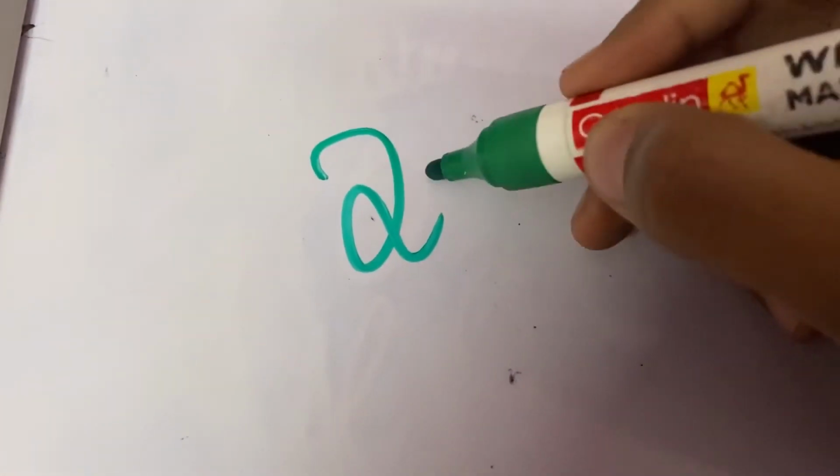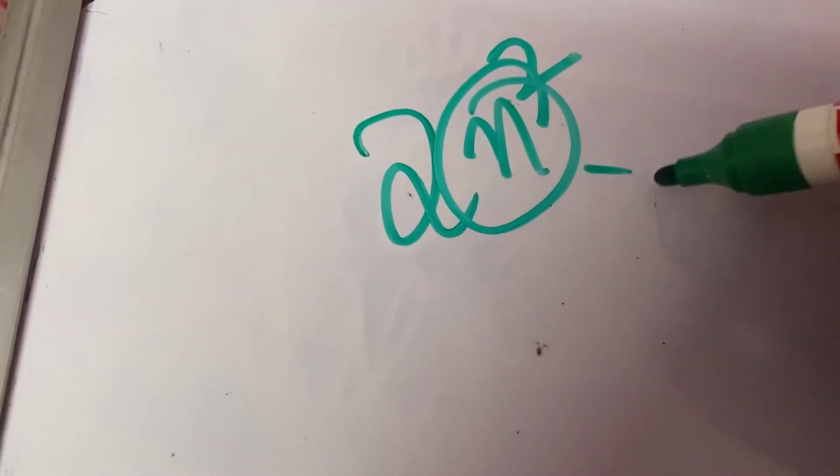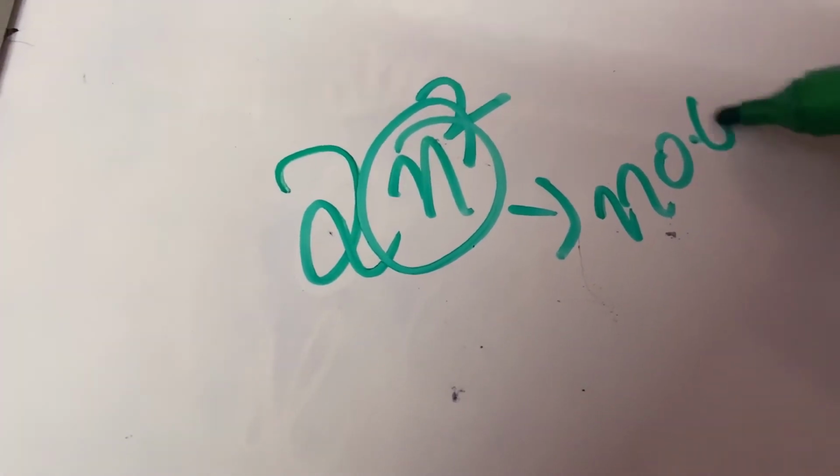how many electrons an atom can bear in one row. So the formula is 2n square. Here this n means number of row.